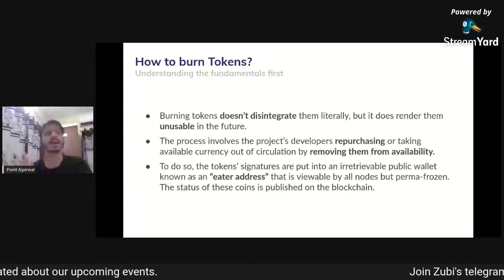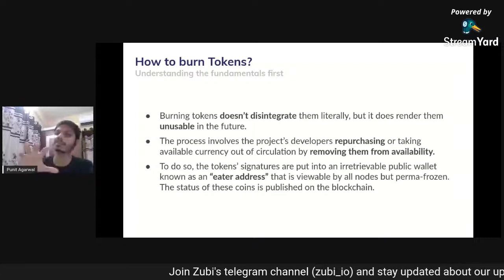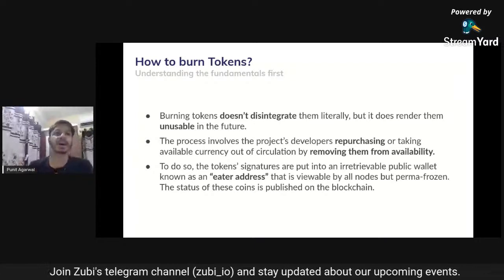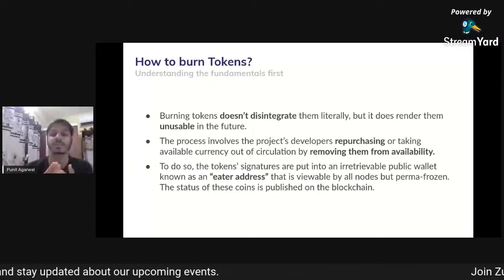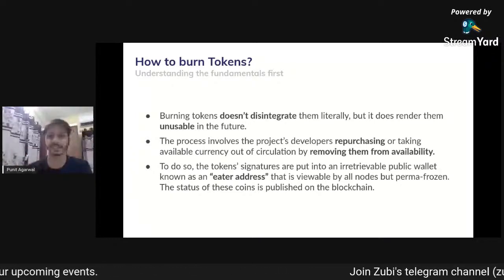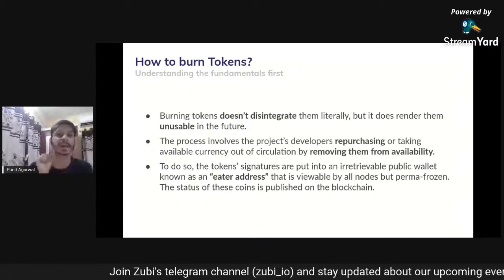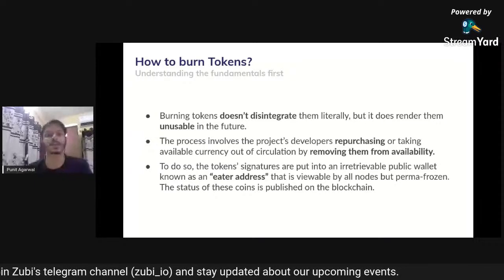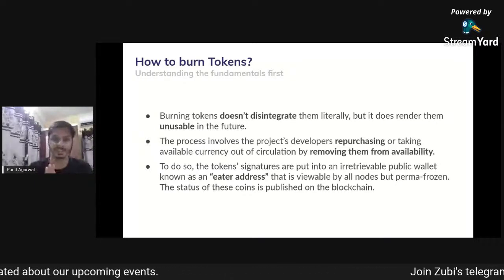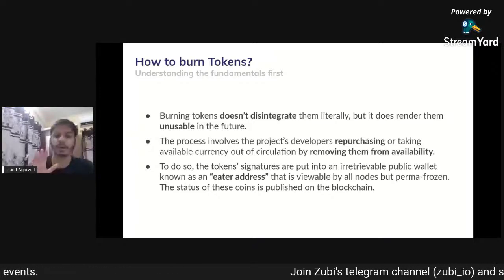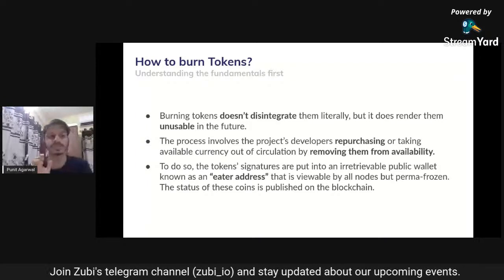This is usually common when we see public limited companies, wherein they buy back shares from their investors, or from the ones who have bought their shares. So we see these activities wherein the company itself is buying back the shares. This is something that you can relate with. They buy back to keep the shares with them. So this process involves the project's developer repurchasing or taking available currency out of circulation.